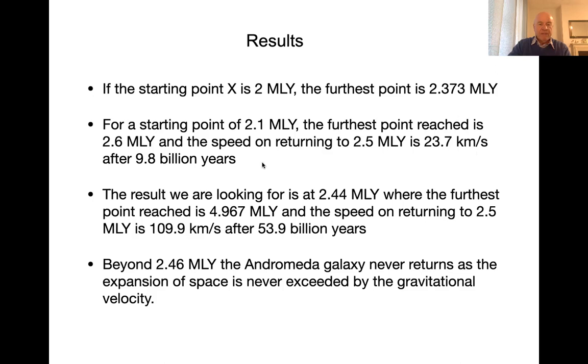So you keep varying the starting value, and actually by a process of trial and error, you find that at 2.44 million light years, the furthest point reached is 4.967 million light years, and the speed on returning to 2.5 million light years is 109.9 kilometers per second. So this is very close to 110, which is what we're looking for. And that happens after 53.9 billion years.